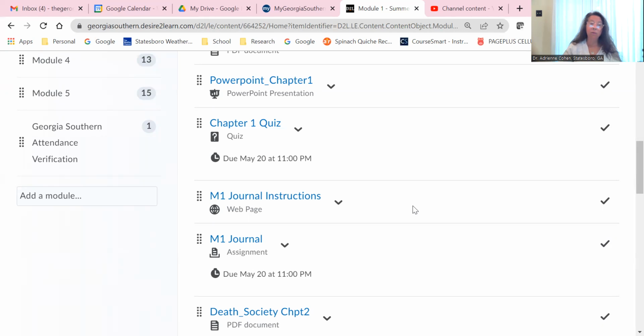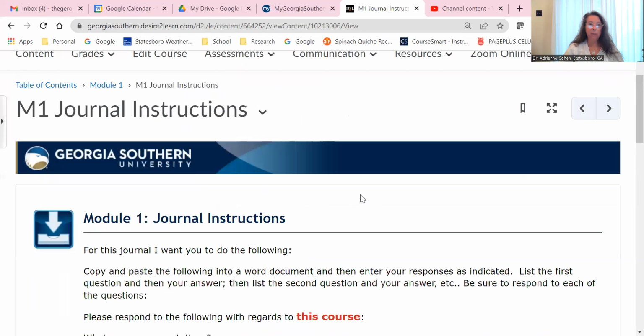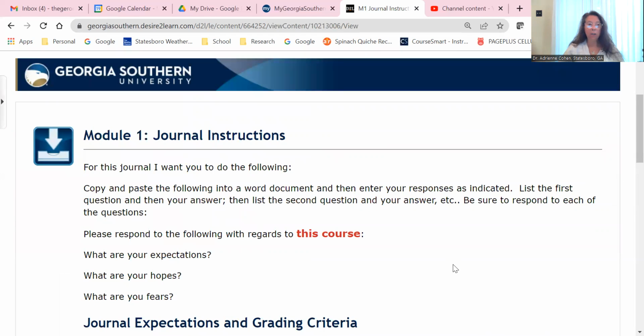And then we have a journal. And by the way, this is the sequencing for all of the learning modules. And I believe there's 5 for this class. 5 modules. Okay. So then you have a journal. Here are the journal instructions that you have. And each journal has a different requirement.